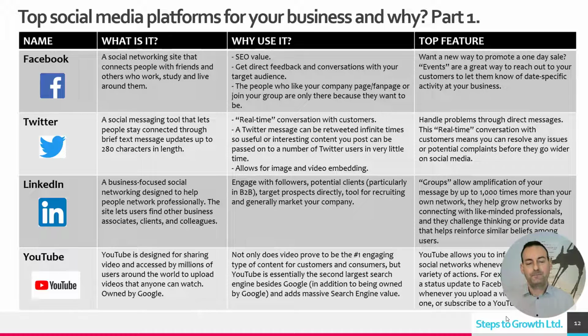Twitter is a social messaging tool, a bit more niche. Obviously, your text is limited to 280 characters, but you can do a lot more pictures and videos these days. The advantage is you can have real-time interactions and back and forth with customers. You can handle problems through direct messages. This is a very good way for people who have customer complaints. You can address it quickly through direct messages rather than people blowing it up on social media and getting retweeted lots and lots of times. You can resolve things quickly.